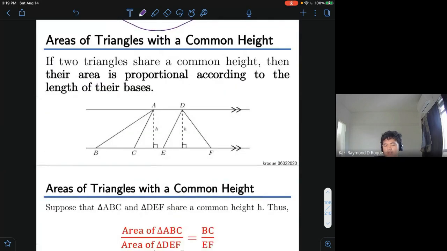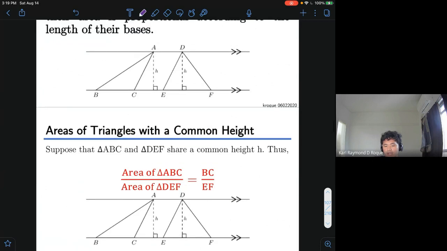Next naman, same reasoning. Suppose that triangle ABC and triangle DEF share a common height. Pareho sila na measure ng height. The area ng ABC to DEF is BC is to EF. Yun yung ratio nun. Okay? Same reasoning as a while ago.